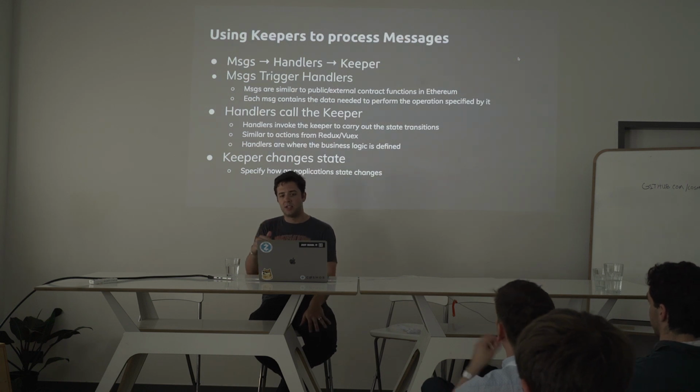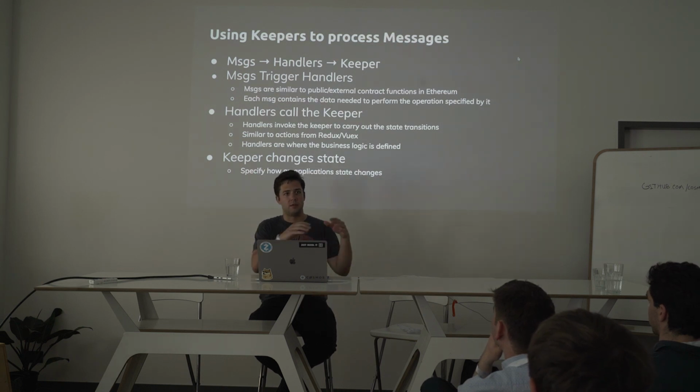So messages trigger handlers. They're similar to messages. You can think of, if anyone's written Solidity in here, the public interface for your Ethereum contract. That's essentially what a message is. And it contains the data needed to perform the operation specified. And then once the message gets to the handler, it calls the keepers, those super unsafe key value methods that we were talking about earlier, and that's how the state transitions are carried out. And that's similar, if you've ever written Redux or Vue, to actions in those frameworks.